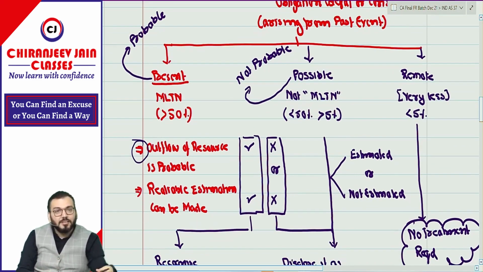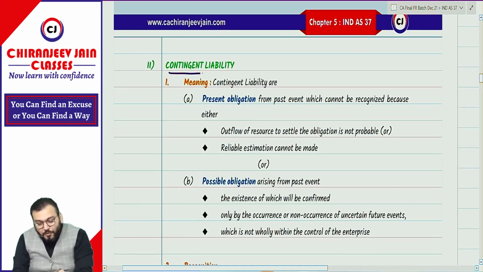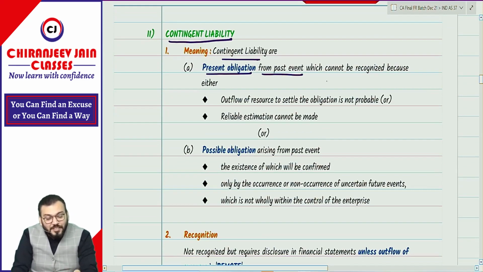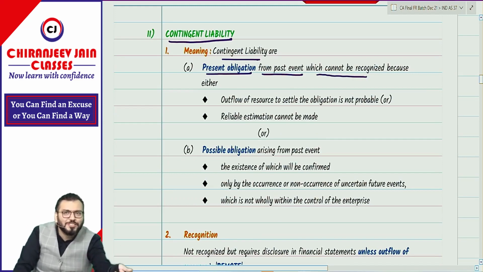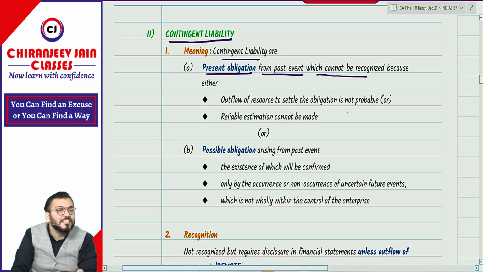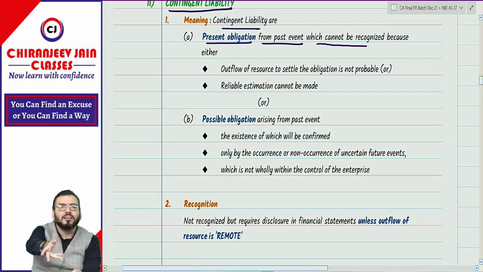Let's see what Ind AS 37 says. So, what Ind AS 37 says about contingent liability? Contingent liabilities are present obligation from past event which cannot be recognized as provision, because we recognize only provision in this chapter, because either outflow of resource which is required to settle the obligation is not probable, or reliable estimation cannot be made, or it is a possible obligation arising from past event. Correct? If you write down this much, you will get marks, because keywords happen, because all possible obligation arising from past event require disclosure as contingent liability.